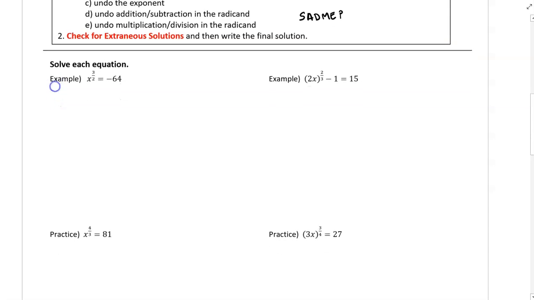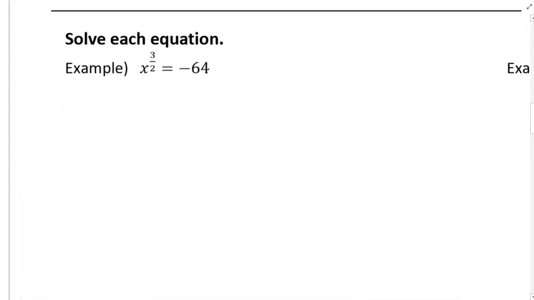So let's go ahead and look at the first example. X to the power of 3/2 equals negative 64. In order to undo this rational exponent, all we're going to do is raise our expression on both sides with the reciprocal exponent. X to the power of 3/2, I'm going to raise it to the power of 2/3. Now when I have a power to a power, we end up canceling these exponents and we're just left with x. Now what you do to one side, you have to do to the other. So we get x is equal to negative 64 to the power of 2/3.